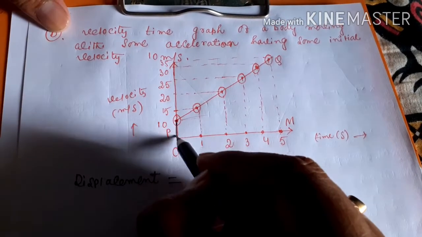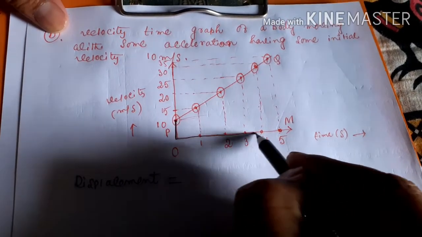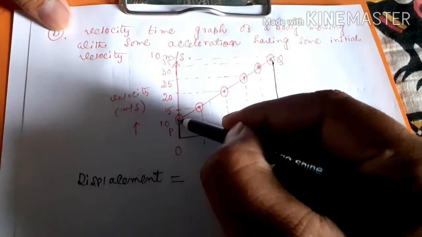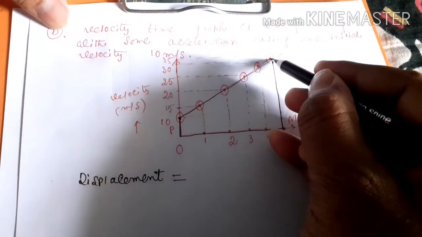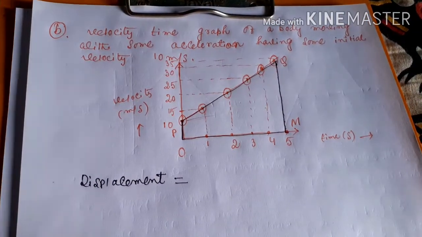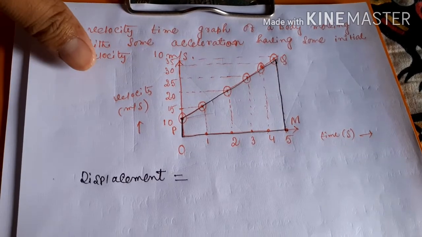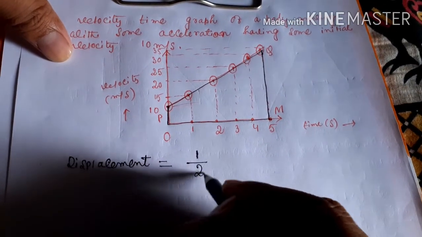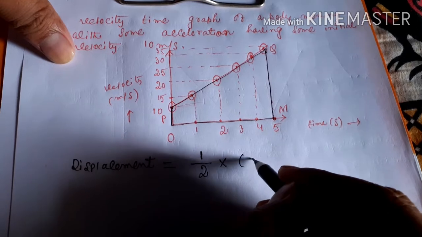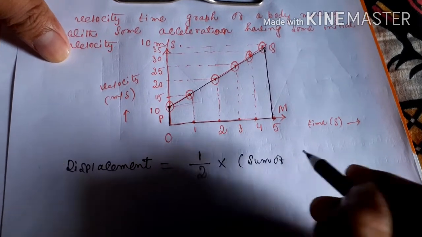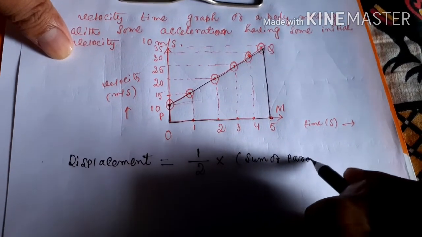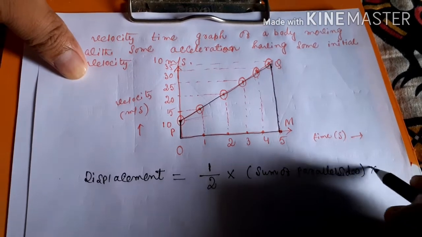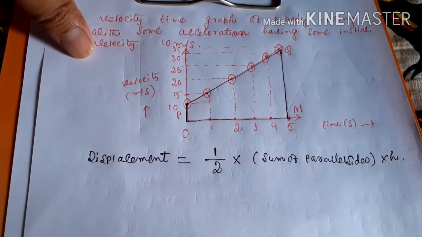So if you just see this figure, this diagram, then this diagram will give you what? This one is one parallelogram. So what is the formula of area of the parallelogram? That is equal to half into sum of parallel sides into height. This is the formula.